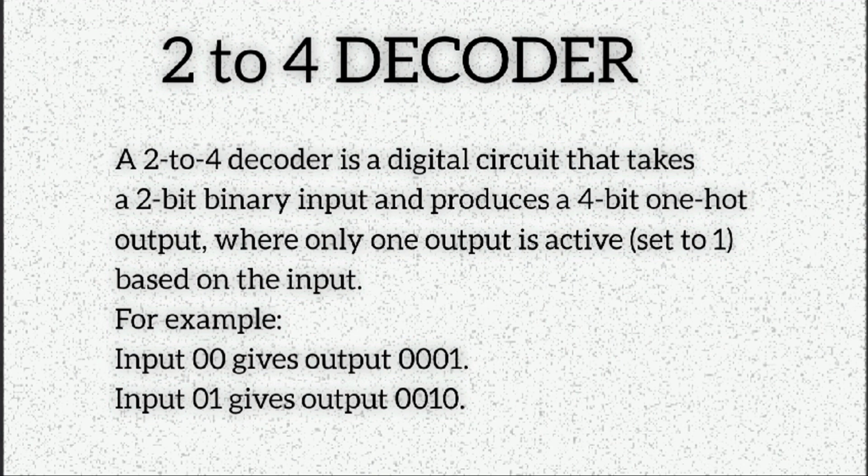The term 1-hot means that only one of the output bits will be set to 1 while the rest are zeros based on the binary input. For example, if the input is 0, 0, the output will be 0, 0, 0, 1. Only the least significant bit is 1. You can see the last bit is only 1, the others are 0. For every input, only one bit will be 1 and others are 0. If the input is 0, 1, the output will be 0, 0, 1, 0.